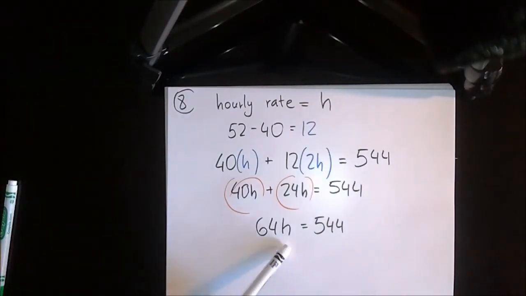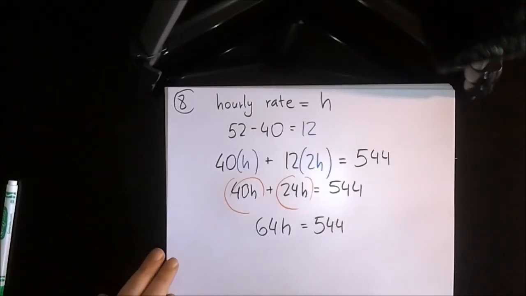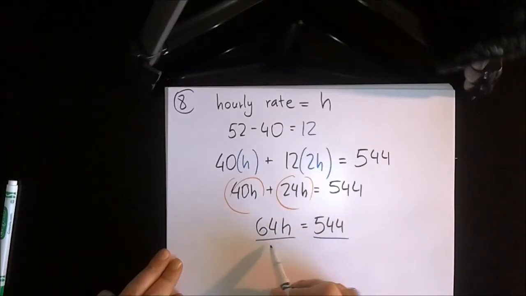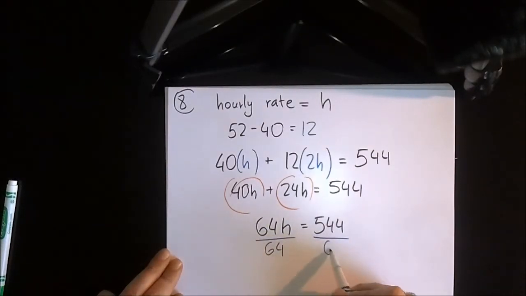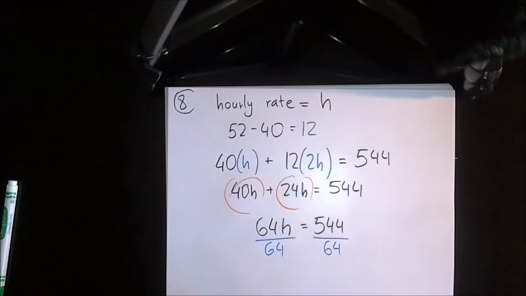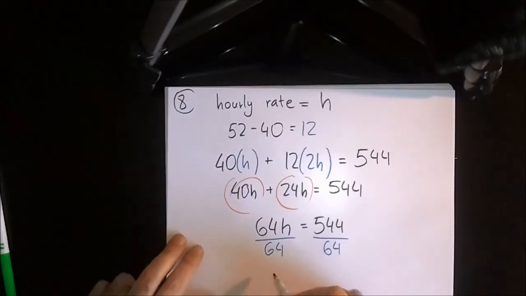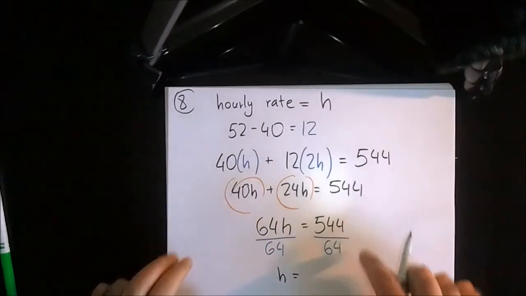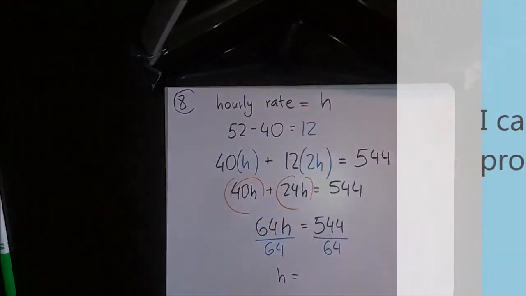I just need to isolate my H, my hourly rate. How do I do that? I get rid of this. 64 is being multiplied. What's the opposite? What's the inverse operation? Divide by 64 on both sides. And H is the answer to that division right there.